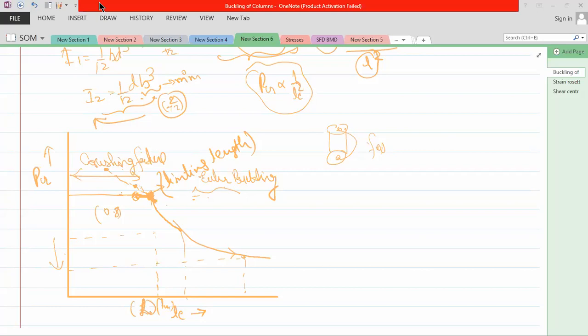So any problem up to this? So we need to find the limiting length. So what is the value of the limiting length? Suppose you apply the boundary conditions that just before the limiting length you are getting the crushing load, and after that limiting length you are getting the Euler buckling.